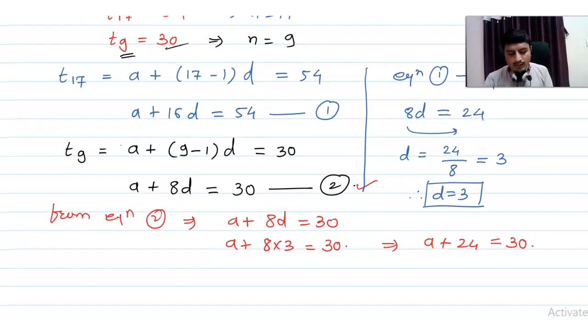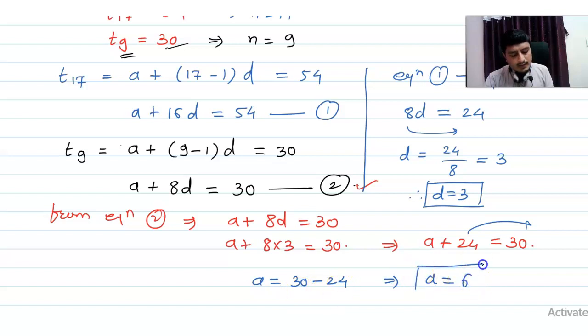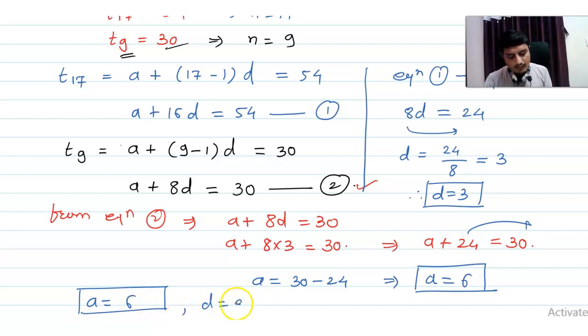So to evaluate the value of variable a, we have to shift 24 from LHS to RHS. 24 is positive, after shifting it will become negative 24. So the value of a is 30 minus 24, which is 6. So the first term of the AP, that is a, is 6, while the common difference, that is d, is 3.